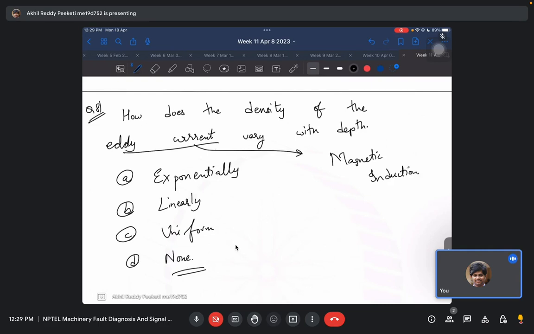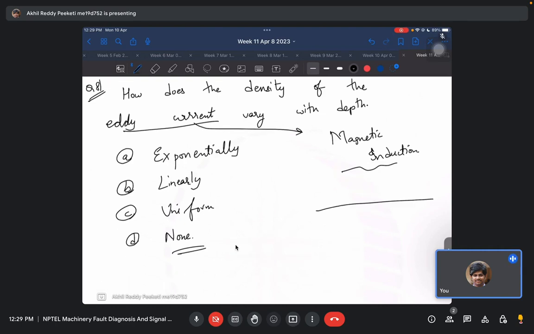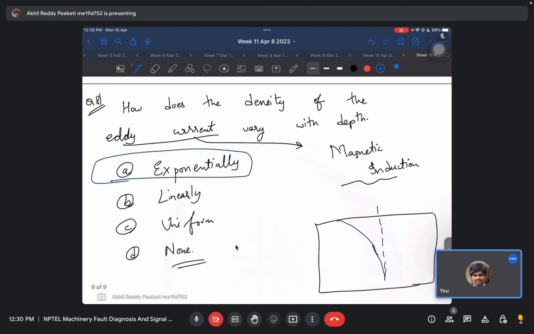A changing magnetic field will generate a current in a sample, in metallic materials. Now these eddy currents, let's say you have a sample, they actually vary exponentially with the depth. At the surface you have the maximum intensity or density of the eddy currents, and as you move through the depth the density decreases exponentially. Okay, so the eddy currents decrease exponentially with the depth of the material. It's not linear and not uniform.